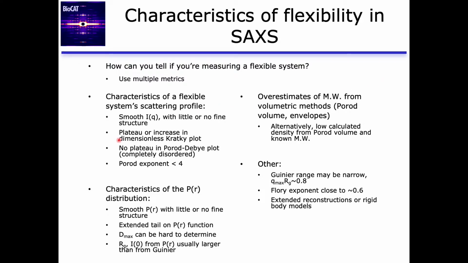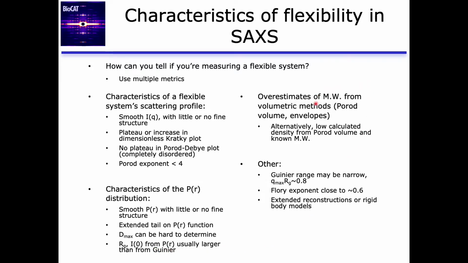So characteristics of the scattering profile: it's generally smooth, there's a plateau or an increase in the dimensionless Kratky plot, there's no plateau in the Porod-Debye plot, and the Porod exponent can be less than 4. There's some characteristics of the P(r) function. It tends to be smooth with little or no fine structure. There's an extended tail usually. Dmax can be hard to determine. And Rg and I(0) from the P(r) function are usually larger than from the Guinier fit.